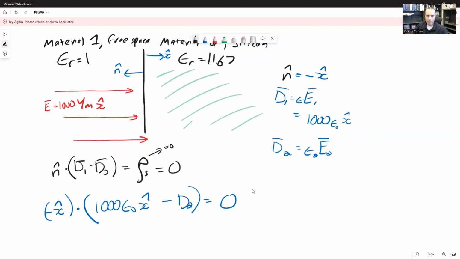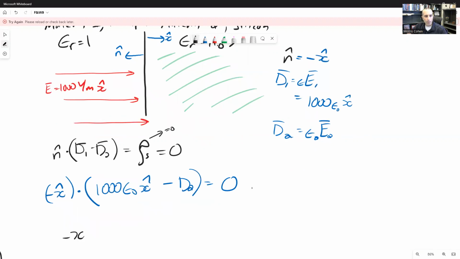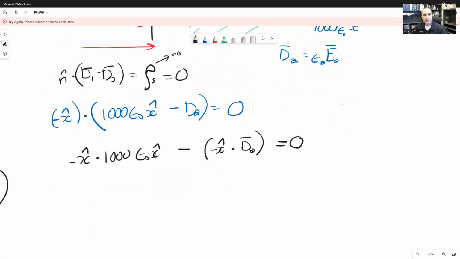All right, so let's now distribute this out. And we've got minus x hat dotted with 1,000 epsilon naught x hat, minus x hat dotted with D2 equals 0. Now here we've got minus x hat dotted with 1,000 epsilon naught x hat. And so the x hat dot the x hat becomes 1. And so it becomes minus 1,000 epsilon naught. The two minus signs are going to cancel. And so this is going to become a plus D2x, which is to say it's the x component of D2, because that's what the dot product does. It only picks out the x component of D, and this equals 0.